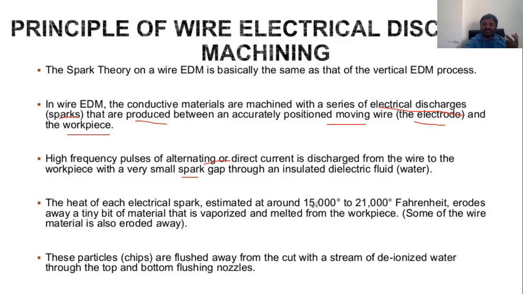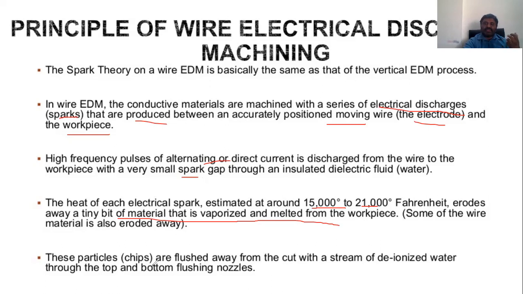It may also be 15,000 to 21,000 degrees Fahrenheit, which erodes bits of material and vaporizes metal from the workpiece. Sometimes we are using heating of 8,000 to 12,000, or we can go with 15,000 to 21,000 Fahrenheit here. In the same manner, this happens when there is a machining operation.